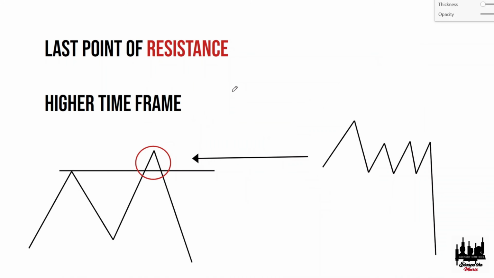So this is my favorite entry when it comes to scalping. This is what you call last point of resistance. So at a higher time frame, you would see a stop hunt, right? So let's say this is your 15-minute or your 1 hour, and you're seeing a stop hunt. So how do you assure that this is a valid stop hunt?